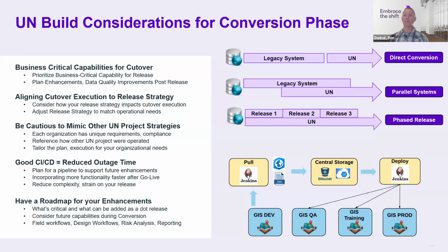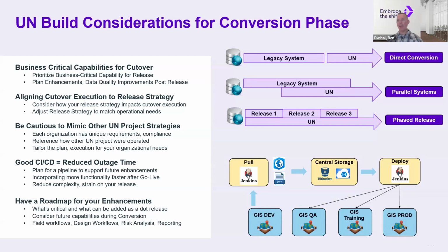Implement a good strategy for continuous improvement and continuous delivery. This reduces the strain on your first cutover if you know you have a second and third and fourth release coming to add capabilities slowly and steadily, getting more and more value out of your UN migration.